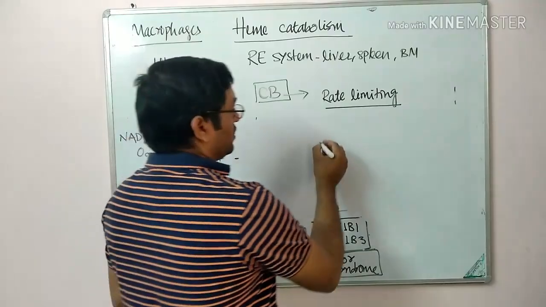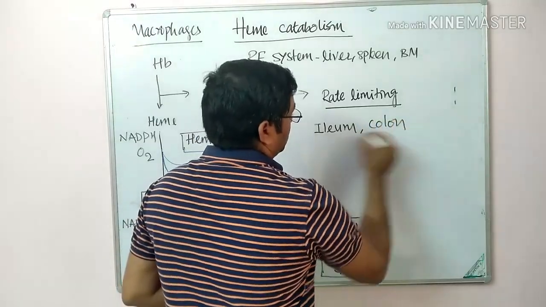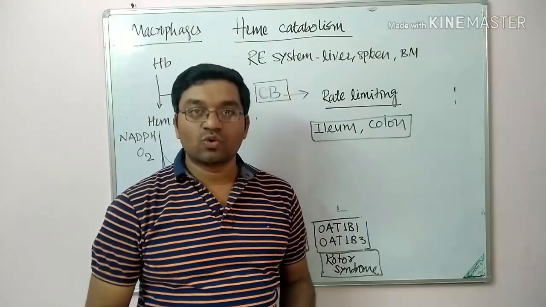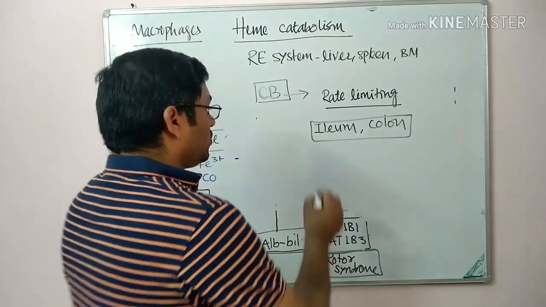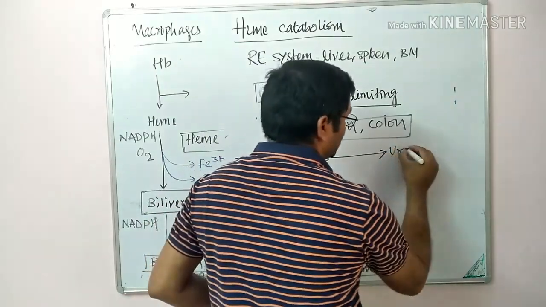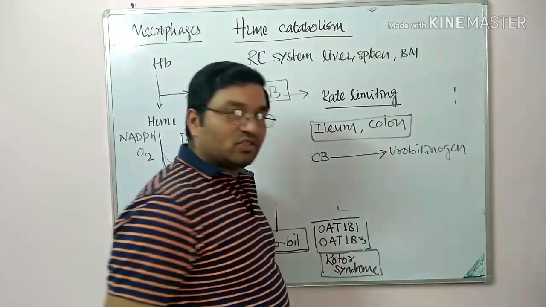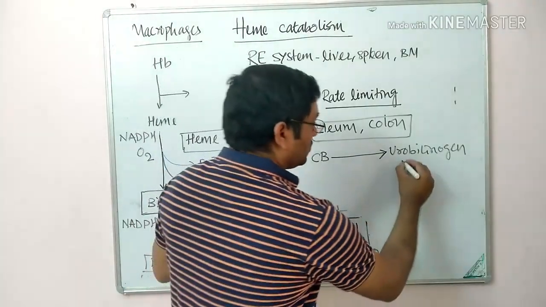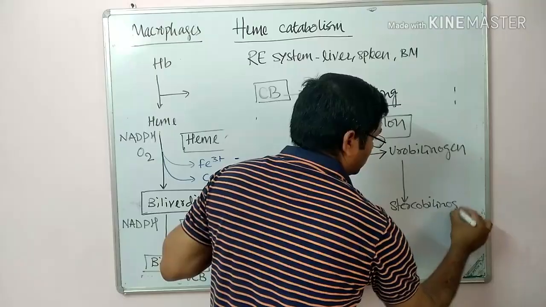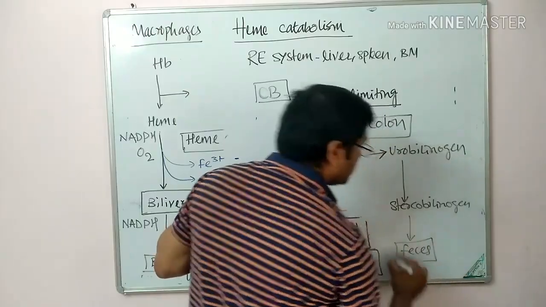Now, as it enters into the bile, and through the bile it enters into the gastrointestinal tract, that is ileum and colon, by the action of bacterial enzyme, that is beta glucuronidase, this conjugated bilirubin gets converted into urobilinogen. 90% of urobilinogen gets oxidized into stercobilinogen and excreted in the feces, and the characteristic brown color of feces is due to stercobilinogen.